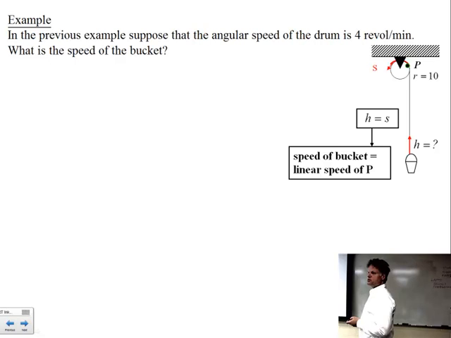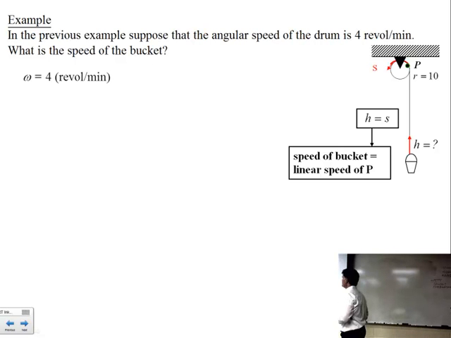So we just use our equations and solve for what we want to solve for, which is S, the same as H. Well, it's actually S over T, or if you like, V. So V is 4 revolutions per minute. You've got to convert that into what?